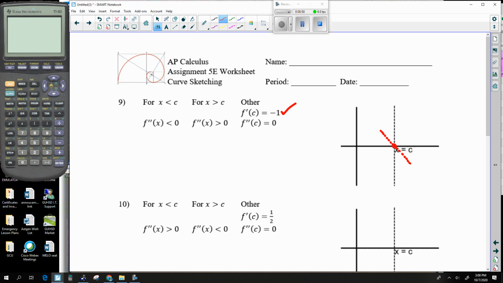All right. Also, I see that the second derivative is 0, so there's most likely an inflection there as well. And so here we have a concave down, and this is a concave up, following those two rules. So concave down to a concave up.